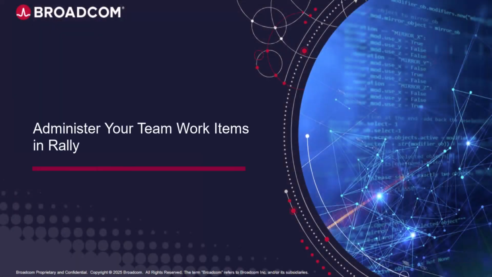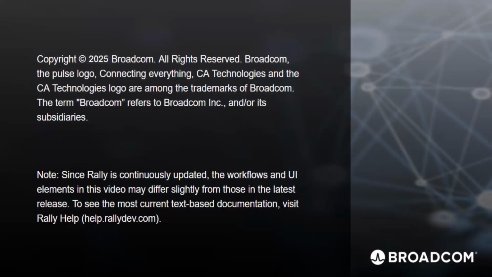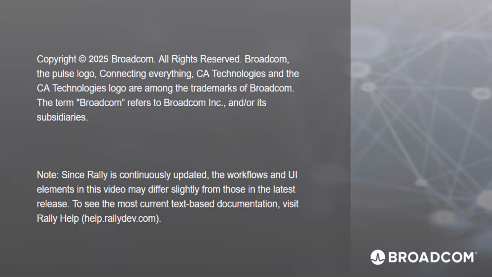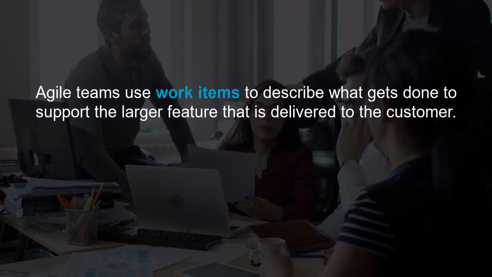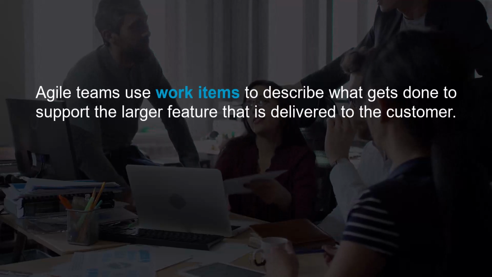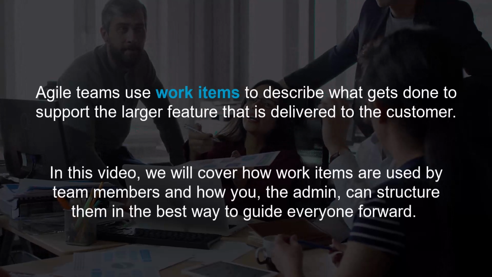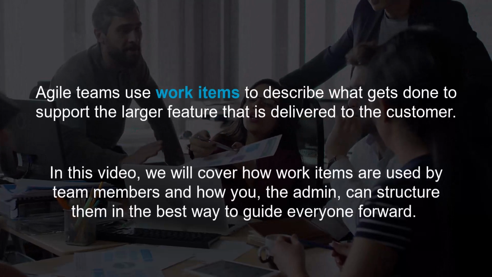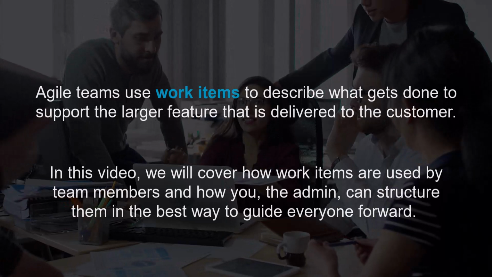Administer your team work items in Rally. Agile teams use work items to describe what gets done to support the larger feature that is delivered to the customer. In this video, we will cover how work items are used by team members and how you, the admin, can structure them in the best way to guide everyone forward.